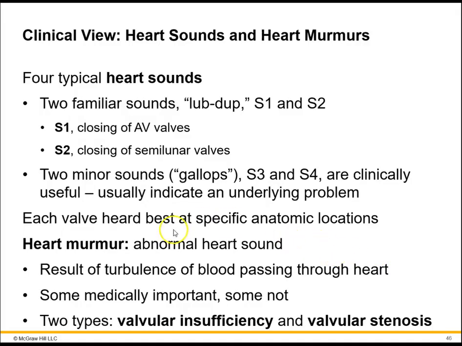What is a heart murmur? Well, a heart murmur is an abnormal heart sound, and it's going to be the result of turbulence of blood passing through the heart. Some heart murmurs are benign, but some are medically important, and for those that are medically important, there are two general types: a heart murmur due to valvular insufficiency, or a heart murmur due to valvular stenosis.